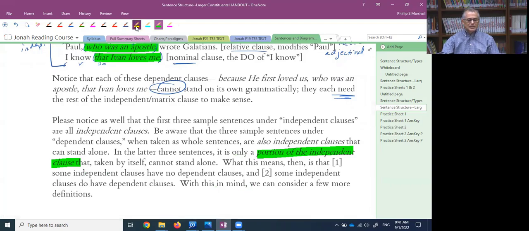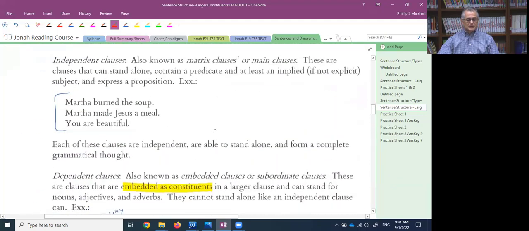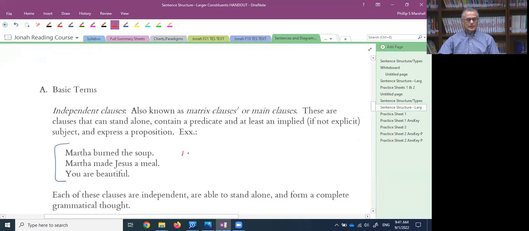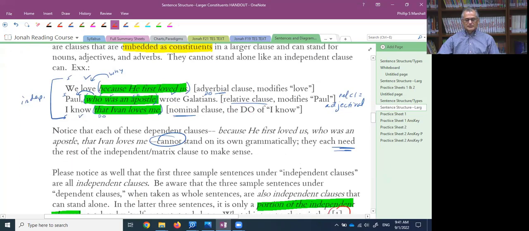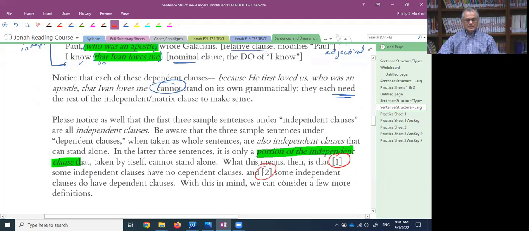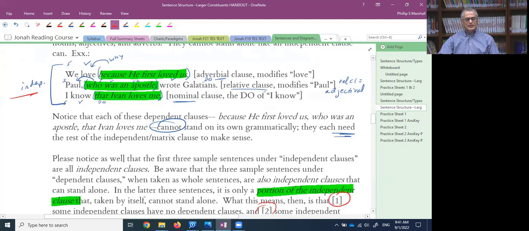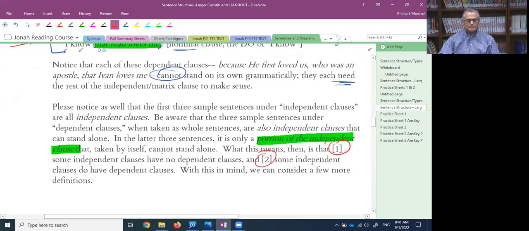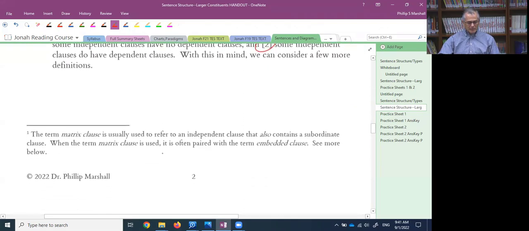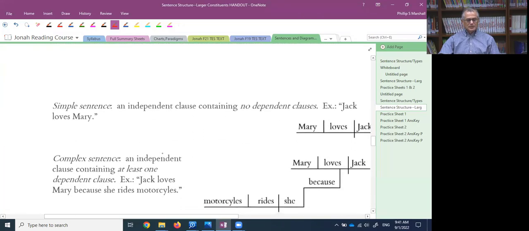And that leads us to a conclusion here. Okay, and this is very important. Number one, some independent clauses have no dependent clauses. That's true up here, right? These are independent clauses, but without dependent clauses. And then, conclusion number two, some independent clauses do have dependent clauses. And that's what these are here, right? These are independent clauses with dependent clauses shoved in. And so with that in mind, we have a few more definitions, terms that we want to make sure.